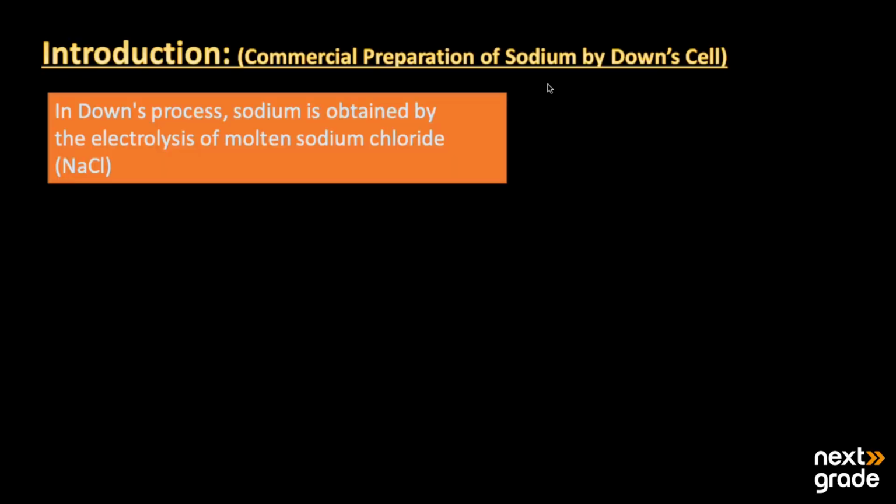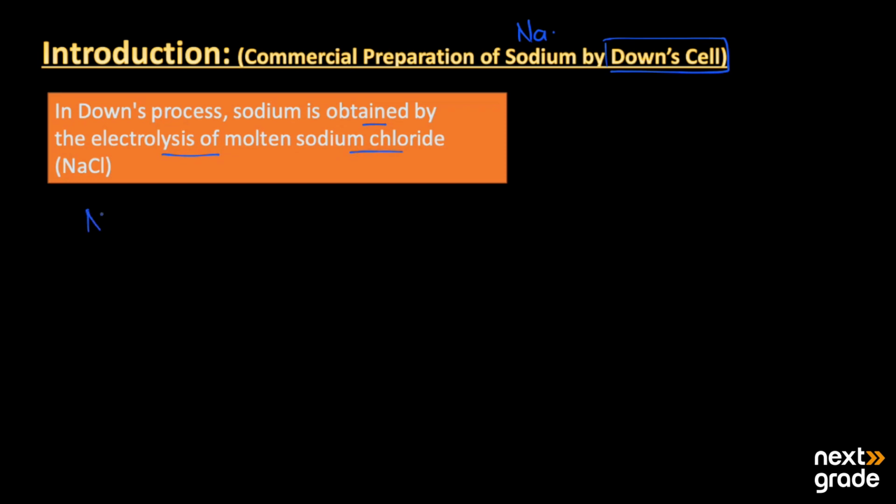The topic that we will discuss today is the commercial preparation of sodium by the Downs cell. So here we have the production of sodium metal. The main focus is on its preparation method and the cell we are going to use. The name of this cell is the Downs cell, and in the Downs process, sodium is obtained by the electrolysis of molten sodium chloride.